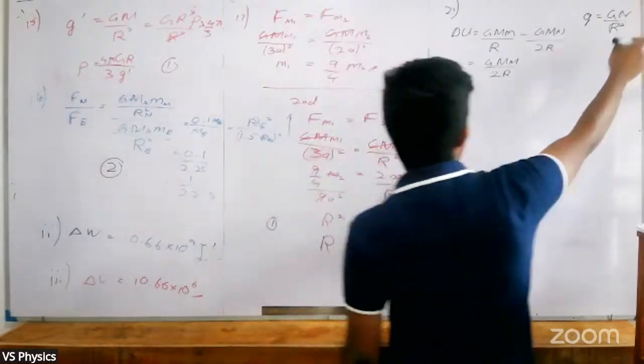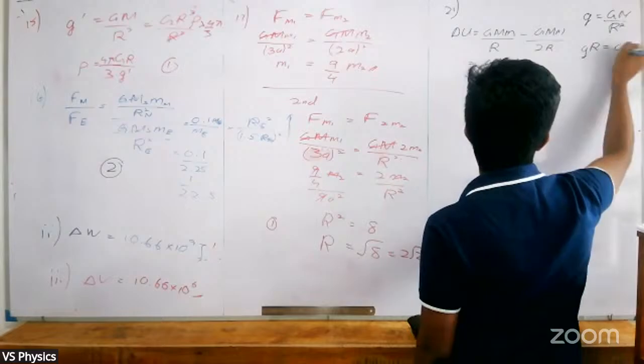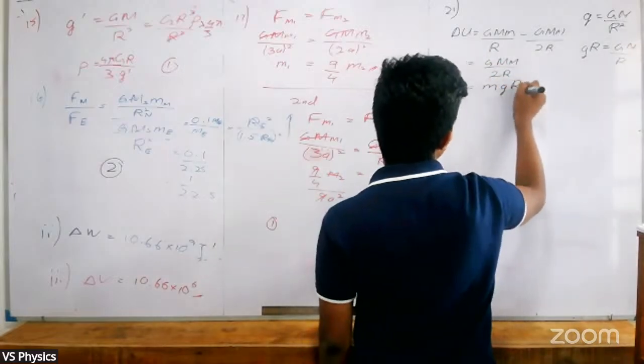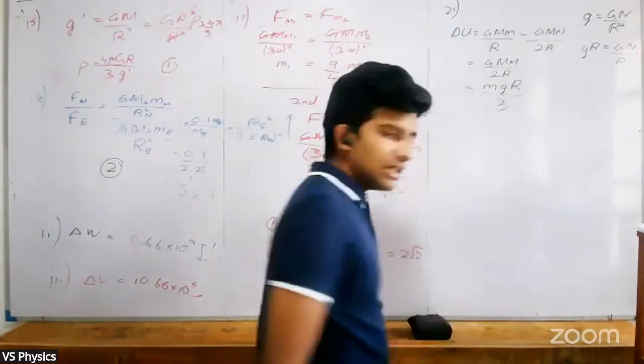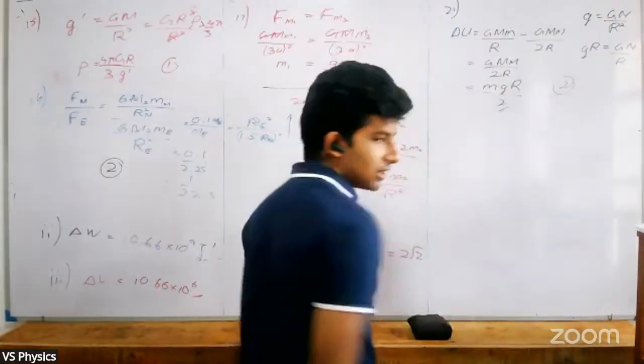දැන් මෙතන GM over r squared is the gravitational acceleration. That means we can write gR is equals to GM over r කියලා නේද? අන්න දැන් මෙයාව මෙතනට දානවා. Then we get mgR divided by 2. What is our answer then? It is our second answer. Second answer is the answer for the 21st question.